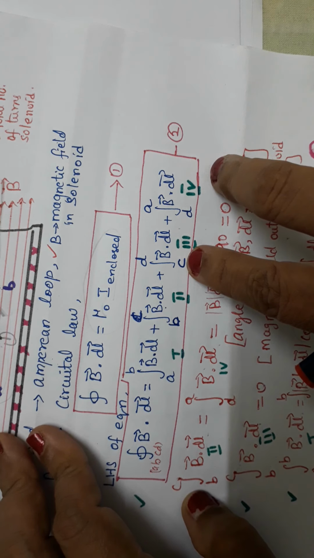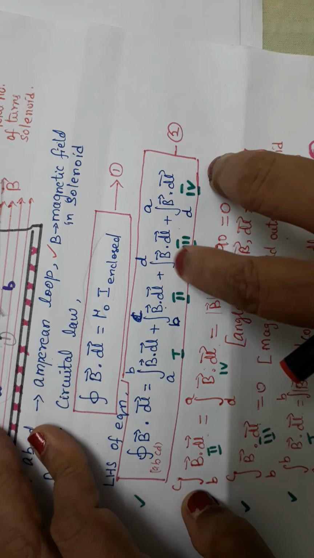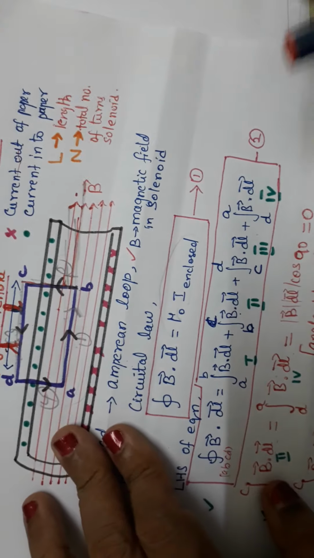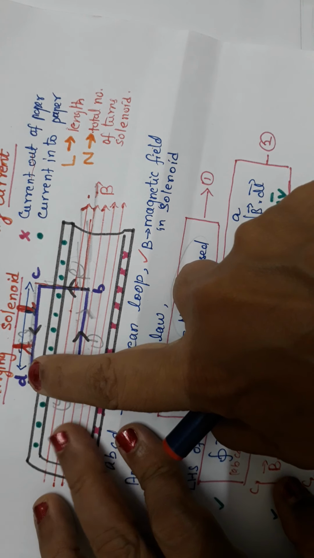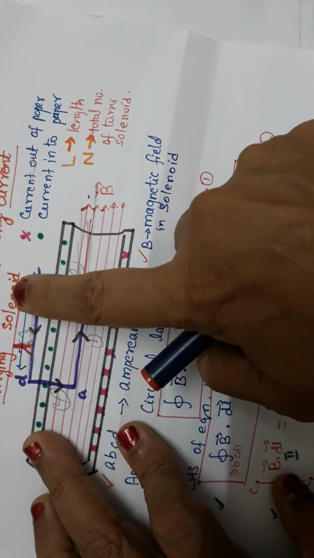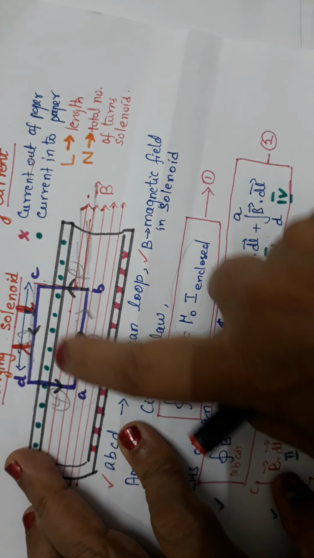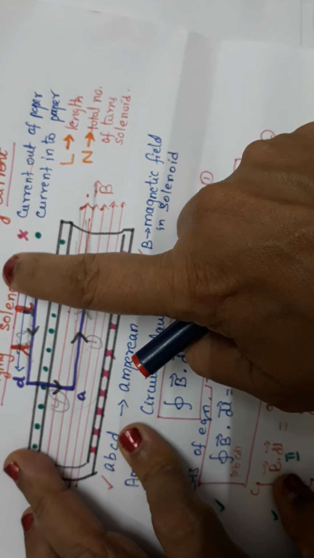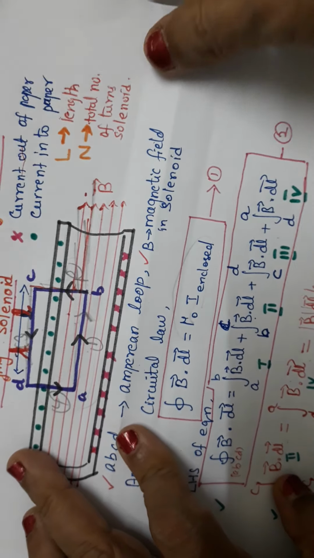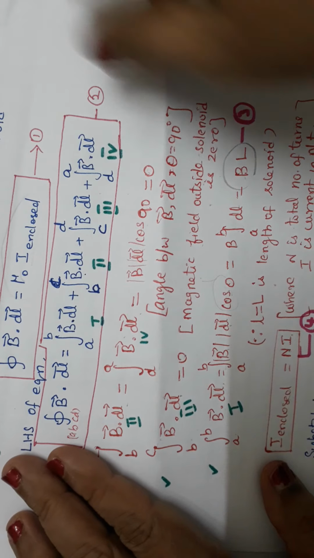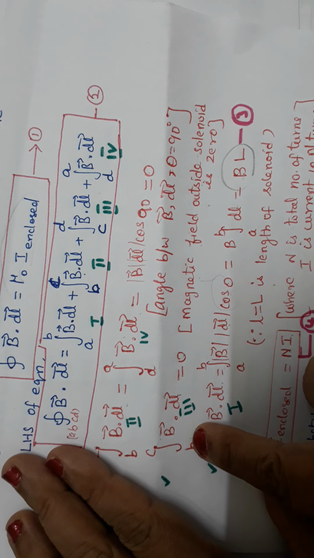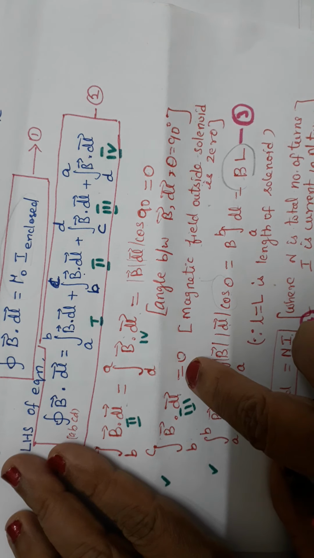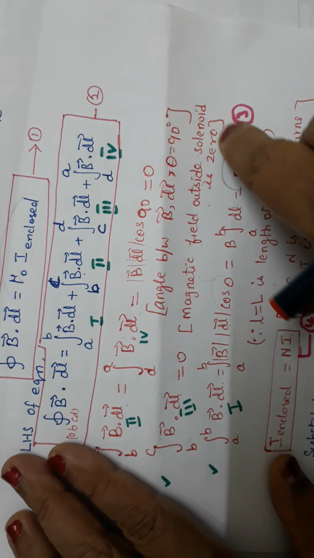So now look at the third integral. This value also will become 0. The reason is, you can see this CD line integral. Where does it lie? It lies outside the solenoid. This is the solenoid, right? CD line integral lies outside the solenoid. You know that magnetic field outside the solenoid is 0. That is the reason the third integral, that is C to D, B vector dot dl is equal to 0 because magnetic field outside the solenoid is 0.